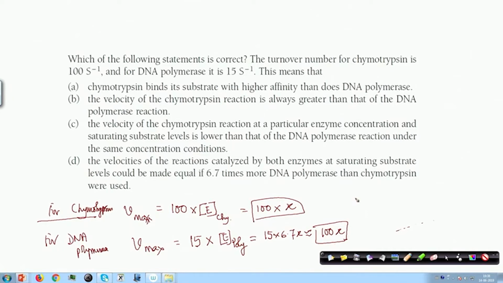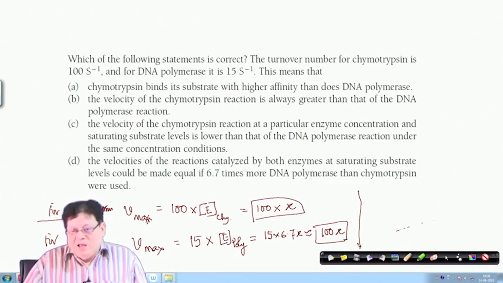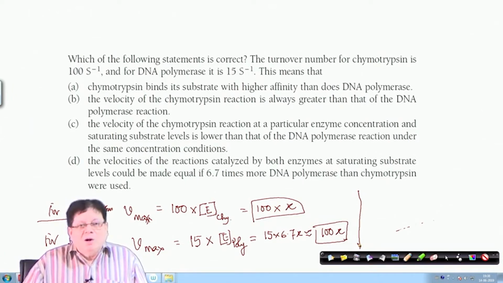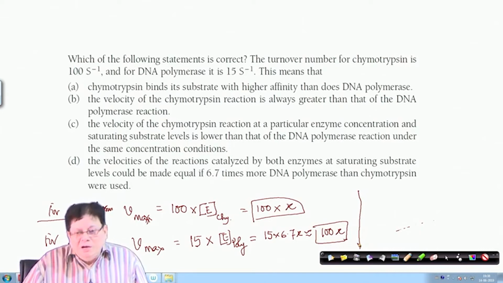So, just on the basis of turnover number, you cannot really say that the reaction will always be faster. One enzyme which has a higher turnover number does not mean that the enzymatic reaction will always be faster as compared to others, because apart from turnover number, you need the enzyme concentration that you are using for the reactions to carry out.